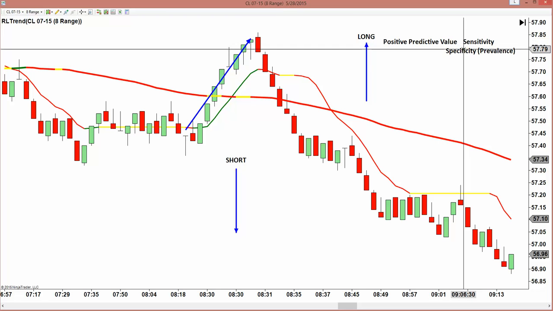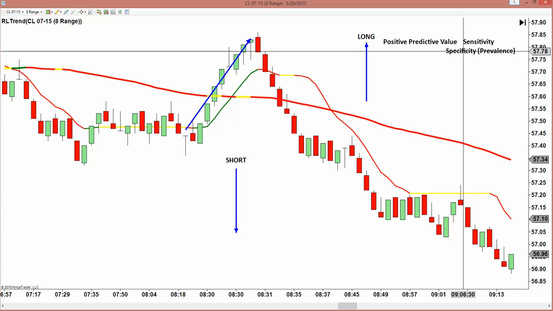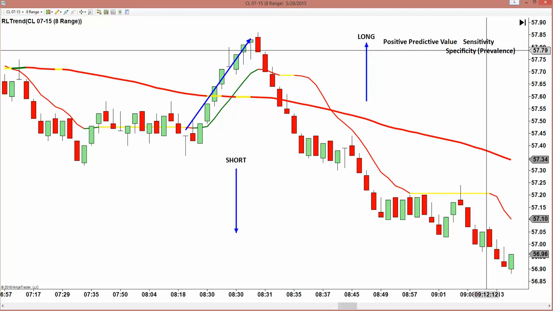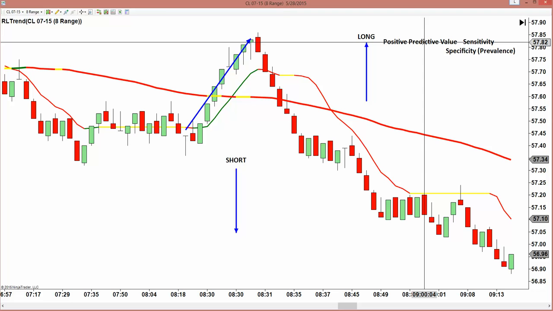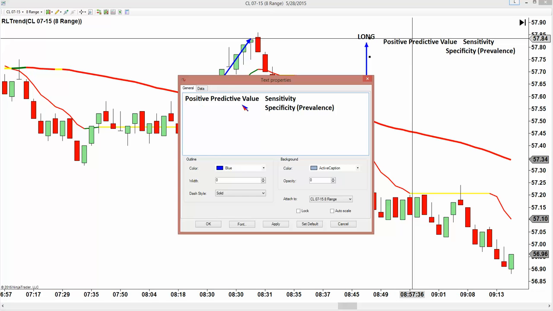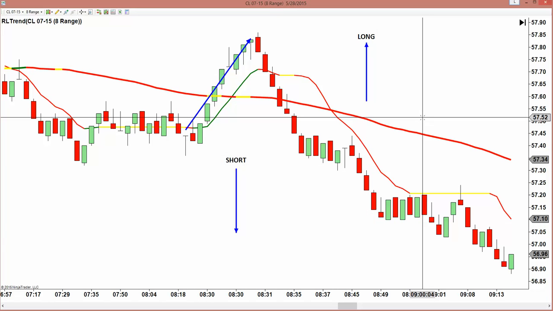So what we want to do is trade with a tremendous degree of specificity. We want to bring that numerator and the denominator up as high as possible, and we want a prevalence as big as possible. When we multiply these together, we get a positive predictive value that's as big as possible. That's really important for the software. Now this is all theory, but that's our goal, and that's where we want to get.